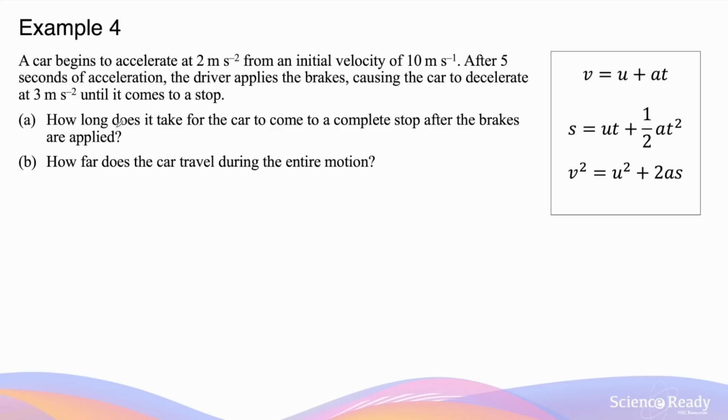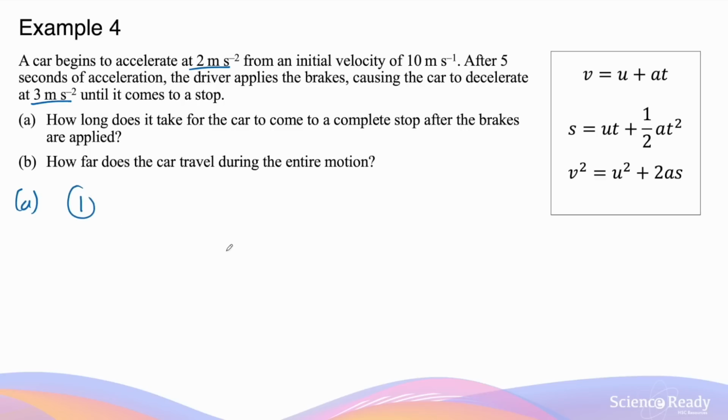So to know the time taken for the car to come to a complete stop, we need to know what the initial velocity of the car was when the brakes were applied. There's two parts to this question. The first part of the question is when the car is accelerating at 2 meters per second squared. And the second part is when the brakes are applied, causing the car to decelerate at 3 meters per second squared. So we can approach this question by analyzing the two intervals.